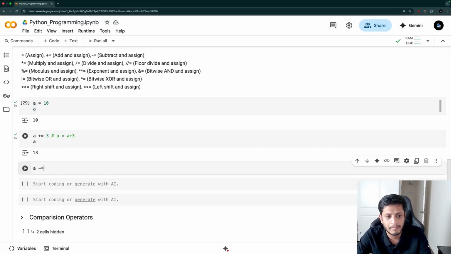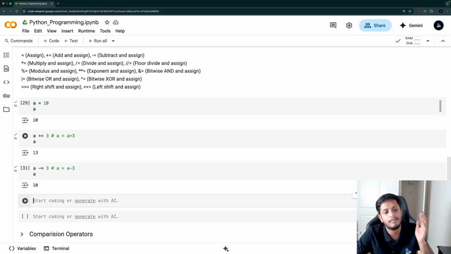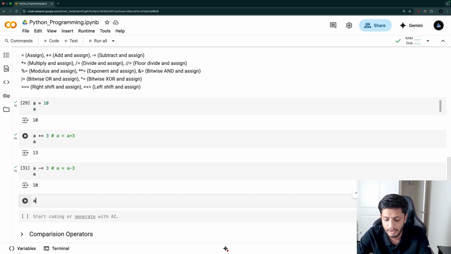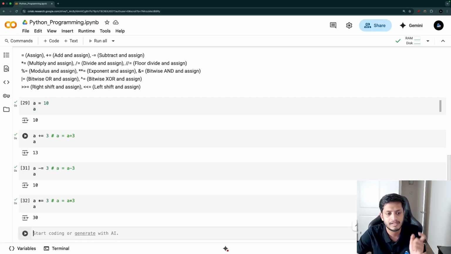Now if I do a minus equal to 3, it is like saying a is now a minus 3. So now a is 13. Now you are decrementing it by 3. So now it will become 10 again. Now if you do a into equal to 3, it is essentially like saying a is equal to a into 3, which means a is 10. Now it will become 10 into 3, which is 30.